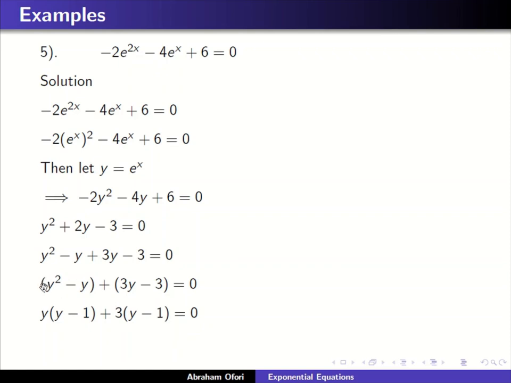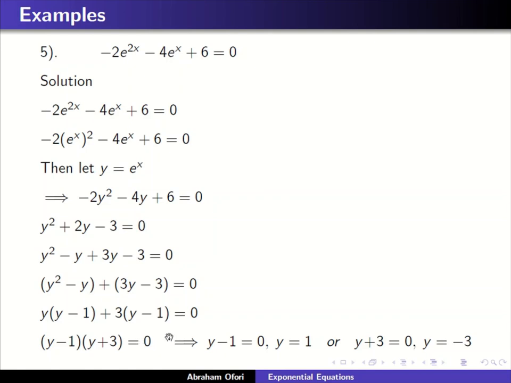If I factor y here, I'll be left with y, because y times y will give me y squared, and here becomes minus 1. Y times minus 1 will give me minus y. Then here, if I factor 3 out, I'll get y minus 1, with 1 left here. So there's y minus 1 here and y minus 1 here, so I can factor it out. And I'll be left with y here plus 3 here.